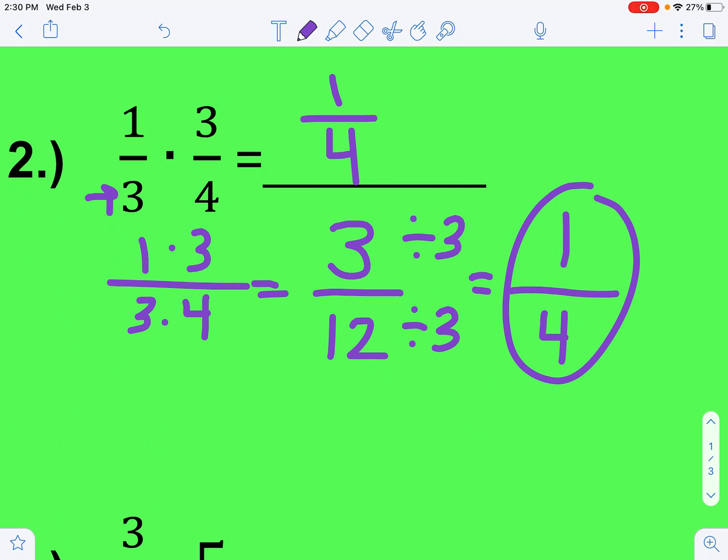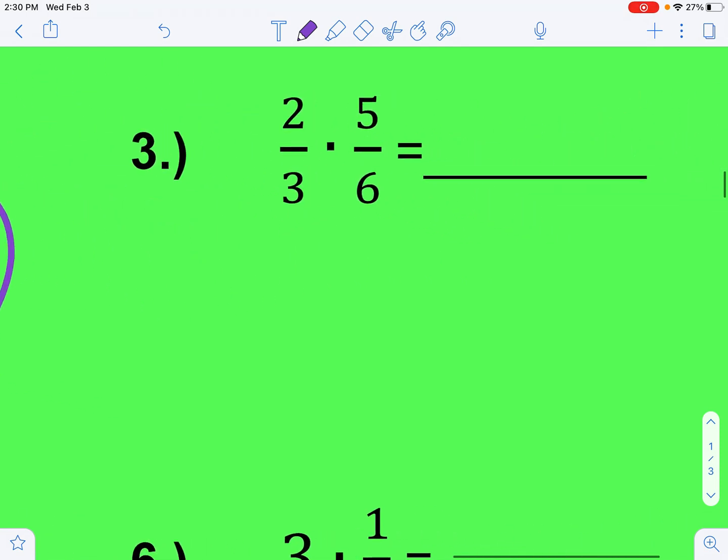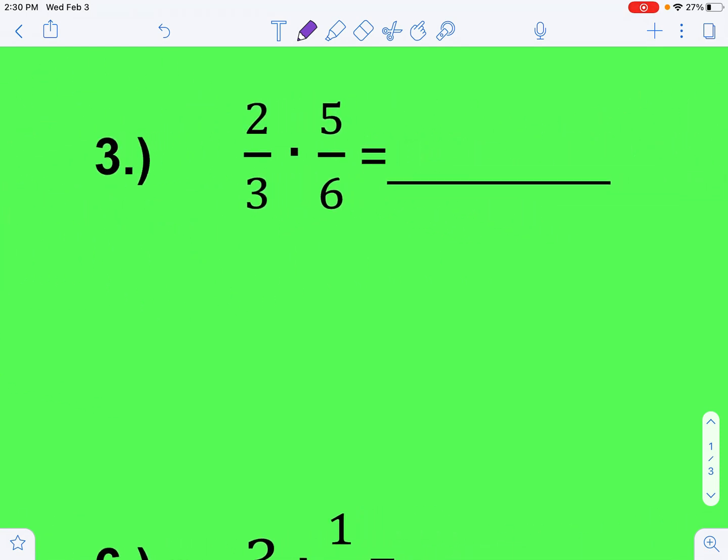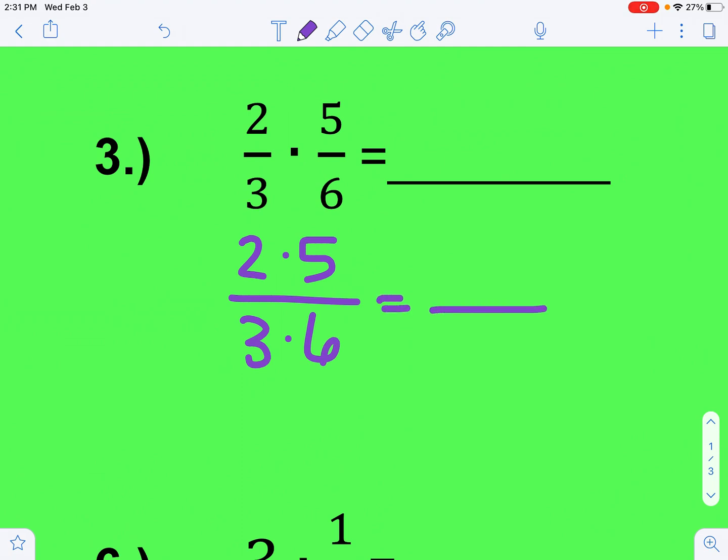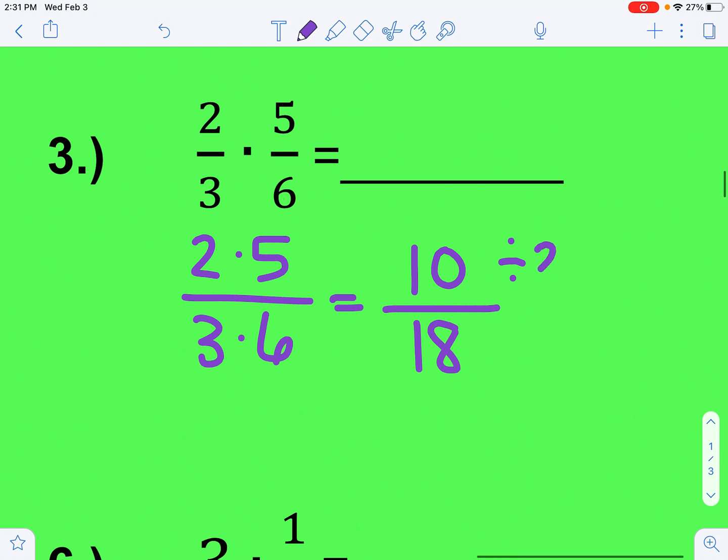Alright, I hope you're starting to catch on. Let's move on to number 3. We're taking 2/3 times 5/6. So again, our numerator, we take 2 times 5, and our denominator, we take 3 times 6. So when we multiply that out, 2 times 5 gives us 10. 3 times 6 gives us 18. We can divide both of those numbers by 2.